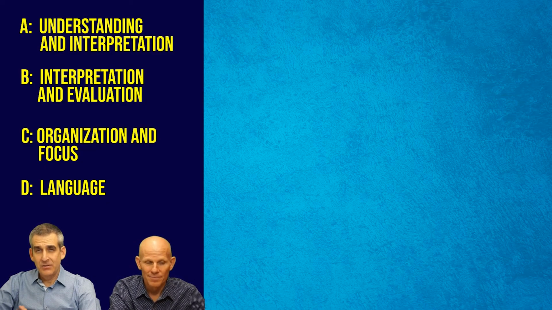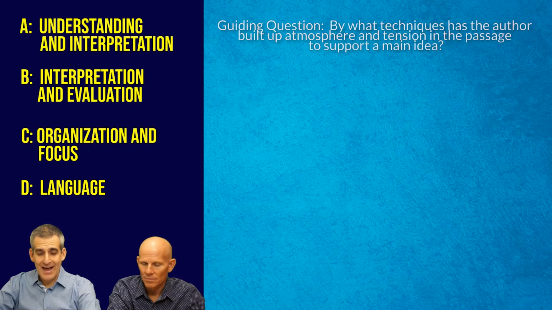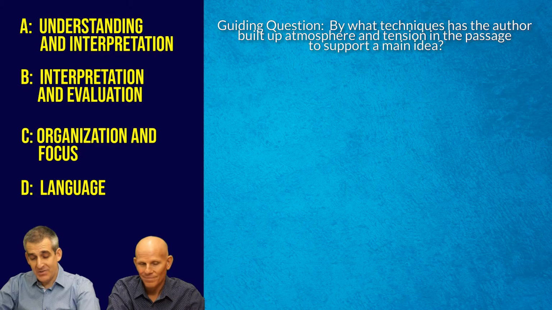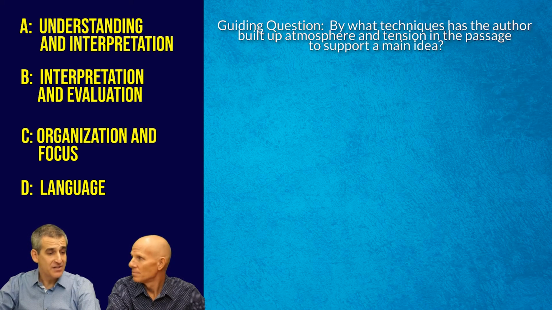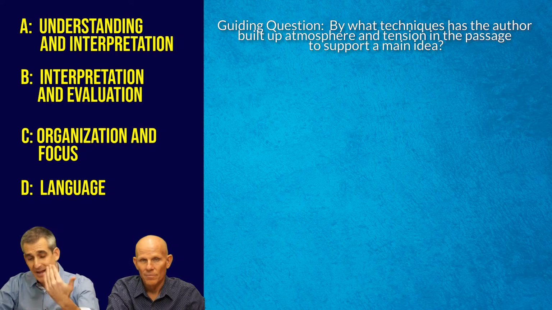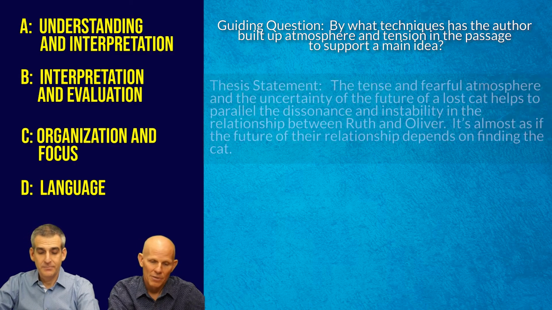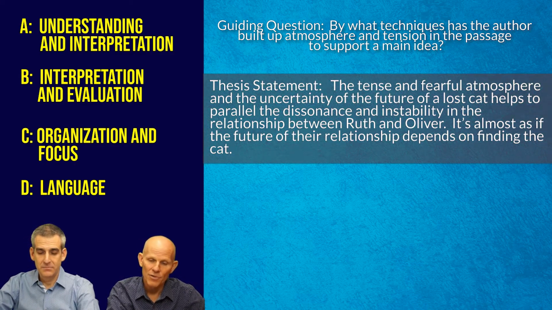Okay, Mr. Giles. Now, going back to that last passage, we had a guiding question, and our guiding question asked us, by what techniques has the author built up the atmosphere and tension in the passage? We used that question, Mr. Giles, to arrive at a thesis. Could you take us through the thesis that we arrived at in our last video? Yeah, the thesis reads, the tense and fearful atmosphere and the uncertainty of the future of a lost cat helps to parallel the dissonance and instability in the relationship between Ruth and Oliver. It's almost as if the future of their relationship depends on finding the cat.